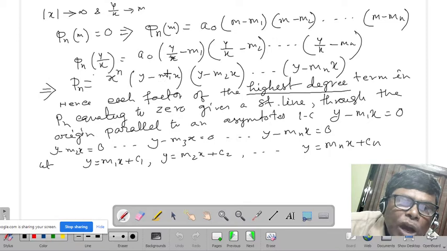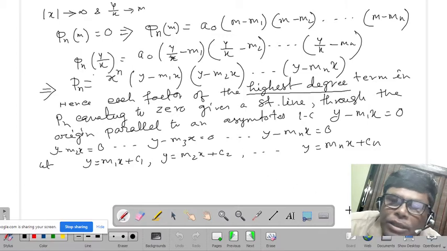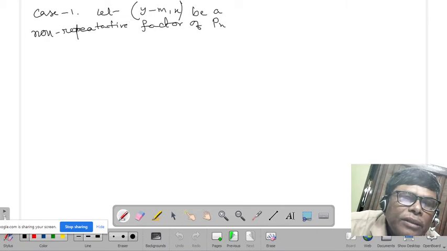Non-repetitive means m1, m2, m3. There may be, say, m2 and m5 equal. In that case, this factor will be repetitive. Say in this case, let that it is a non-repetitive factor. That means this factor is non-repetitive. That means none of m2 to mn is equal to m1.